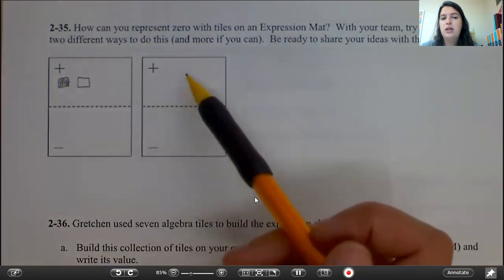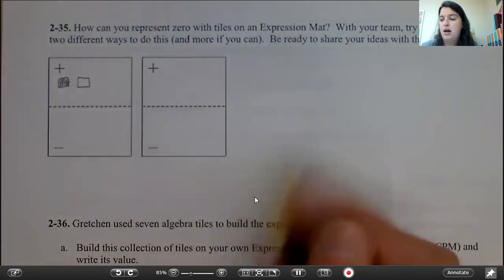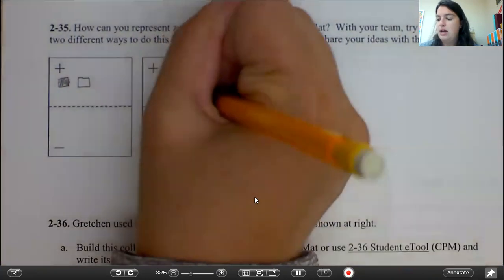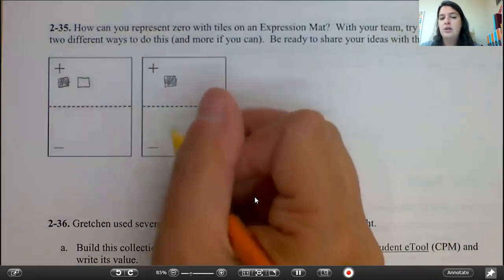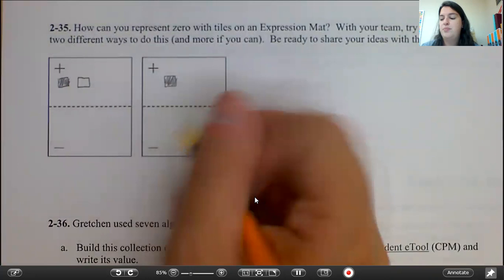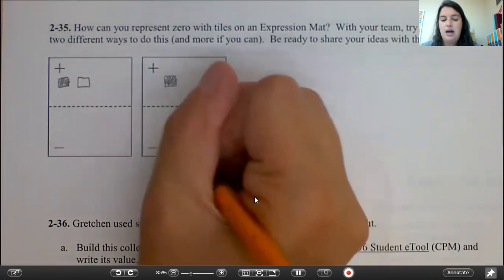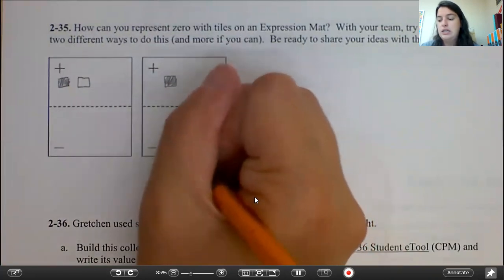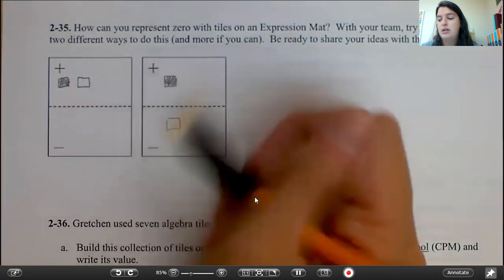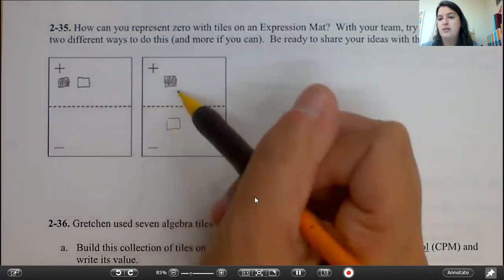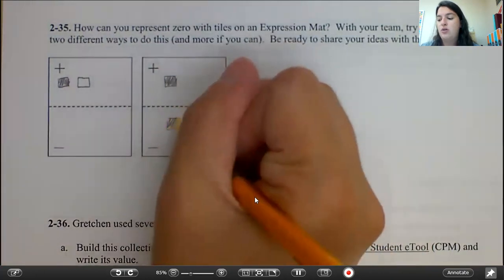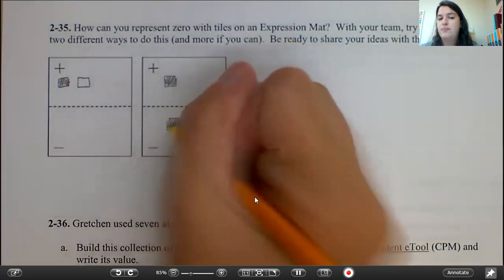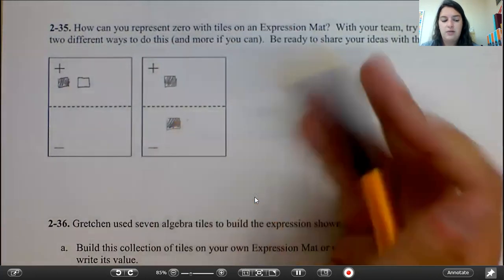If I wanted to do it a separate way, I'm going to start with a positive tile again. And down here, a negative times a negative makes a positive. So I would actually need this tile. It can't be a negative because a negative times a negative would be a positive. So 1 plus 1 is 2. It would actually have to be a positive as well. Negative times a positive is a negative.